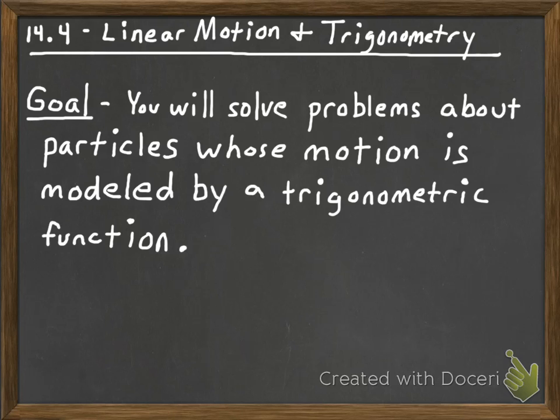It's about linear motion, which we've studied quite a lot of in chapter 7 and in chapter 9 so far this year. And then it's also going to include trigonometry, which we have only included in chapter 14, of course. So, like the rest of this chapter, all the new stuff that we're throwing in is just the fact that it's trigonometry based. What we're going to do in this video is solve problems about particles whose motion is modeled by a trigonometric function.